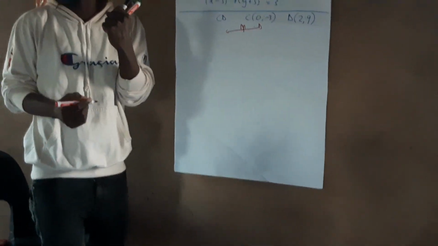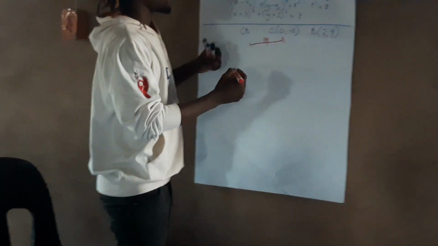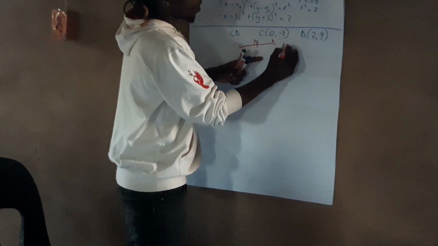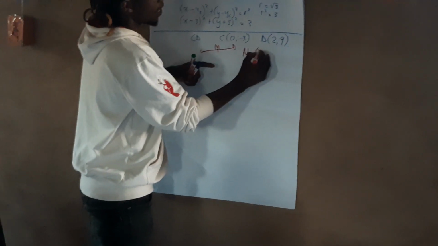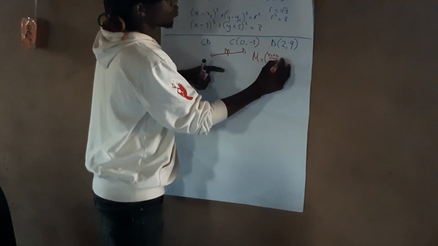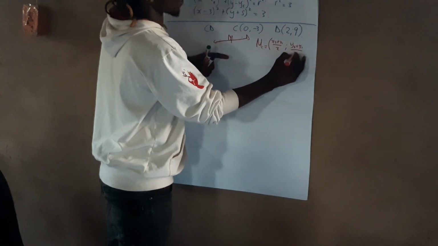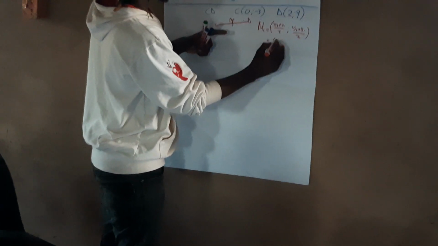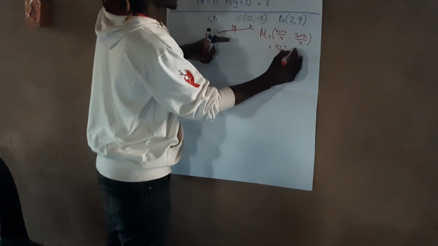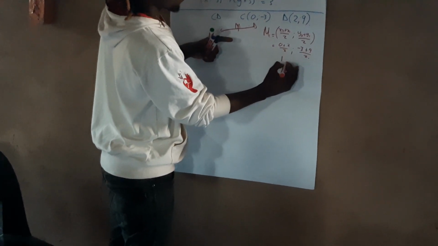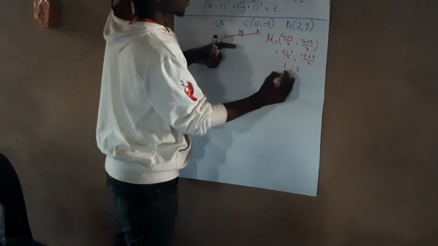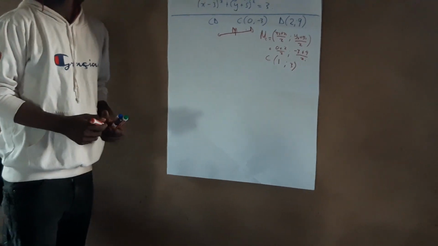So how do we find the midpoint? x2 plus x1 over 2. Yes. So it means that our midpoint, which will be our center, will be equal to x2 plus x1 divided by 2 and y2 plus y1 divided by 2. This will give us 0 plus 2 divided by 2 and negative 3 plus 9 divided by 2. So this will give us 1 and 3. So this is our center.